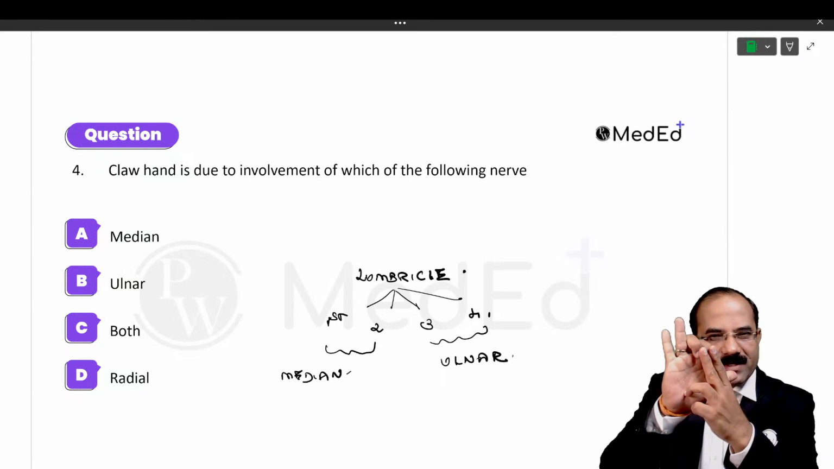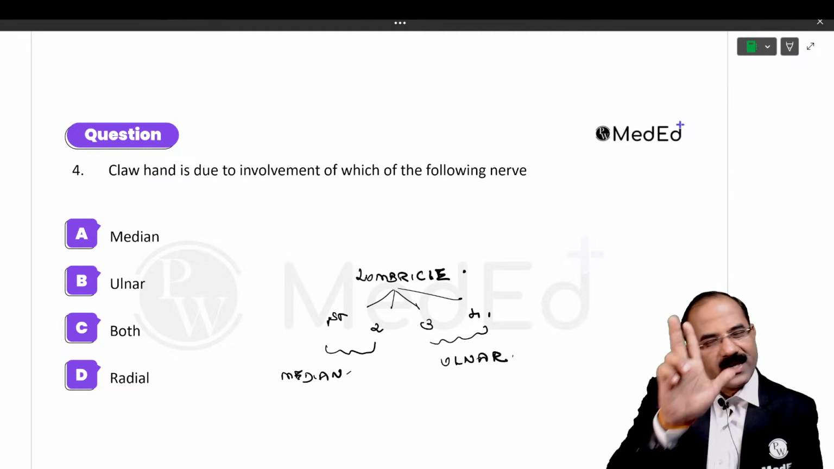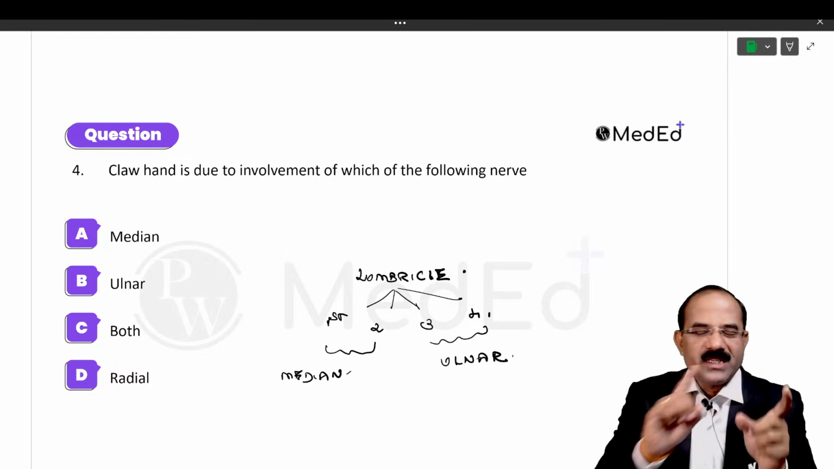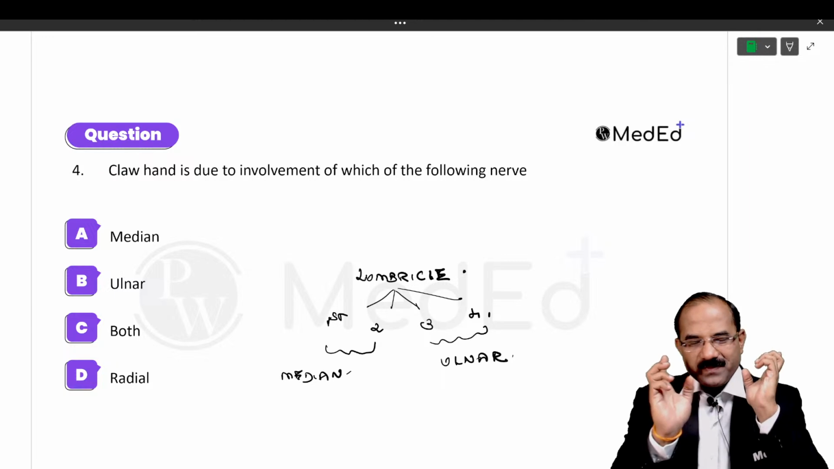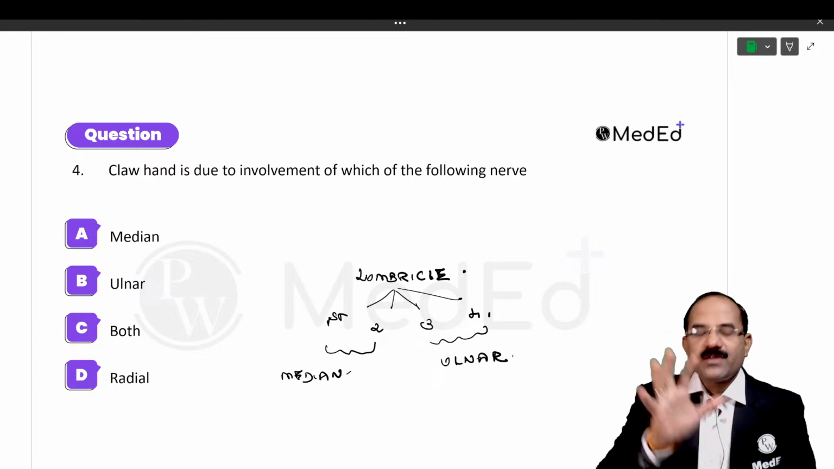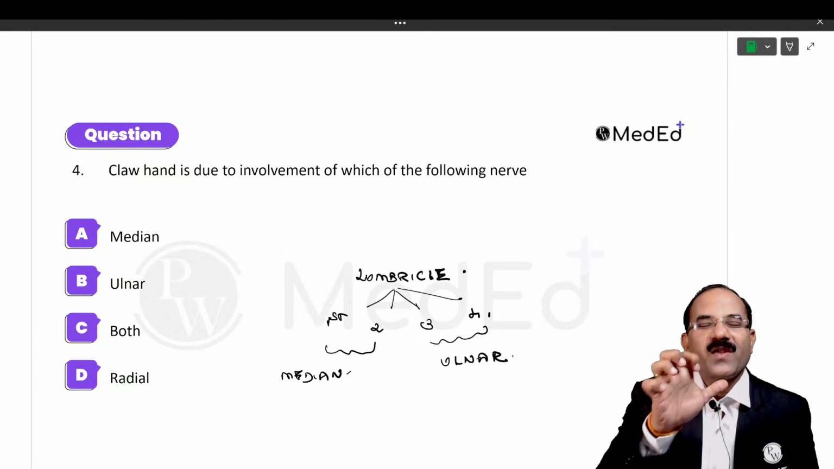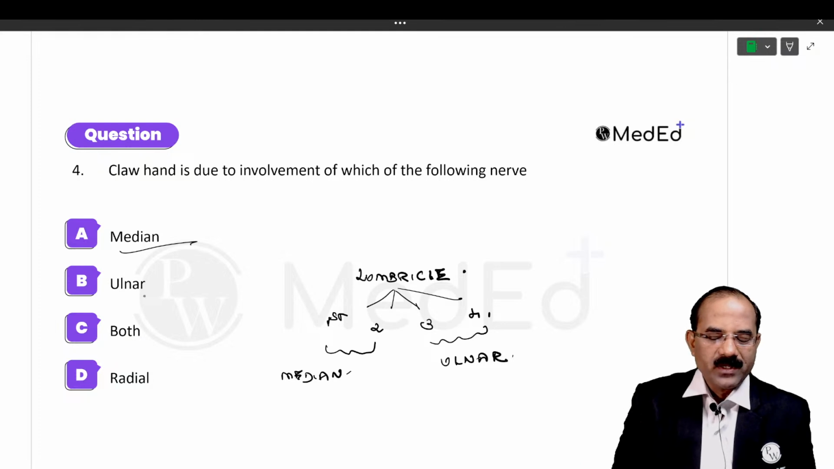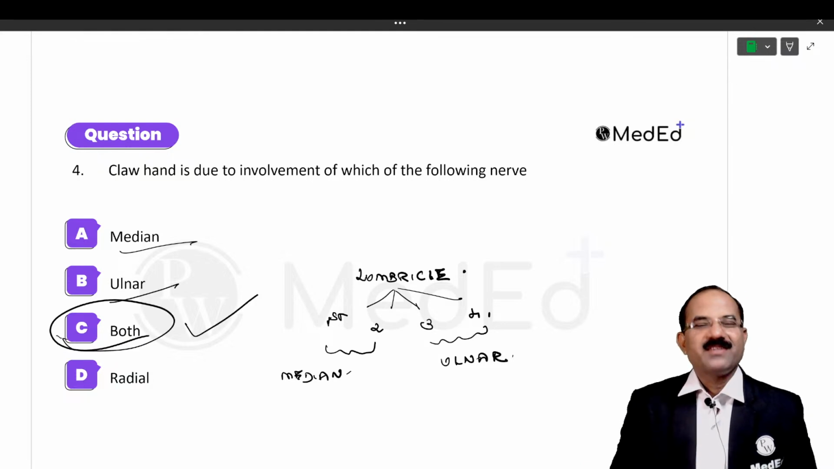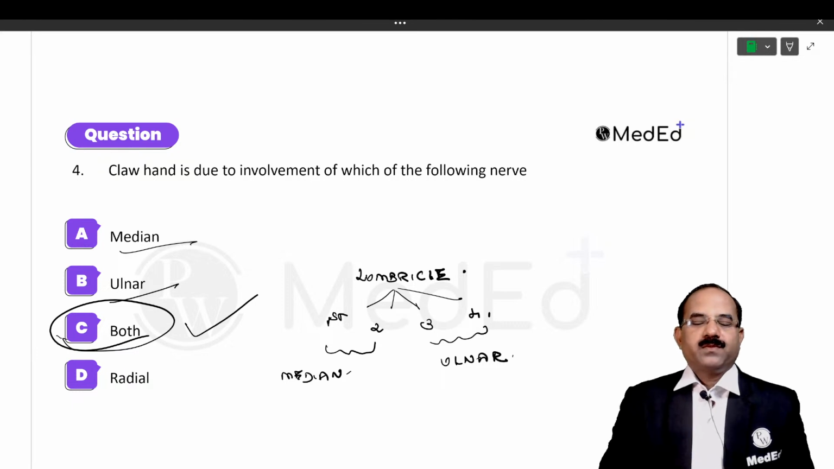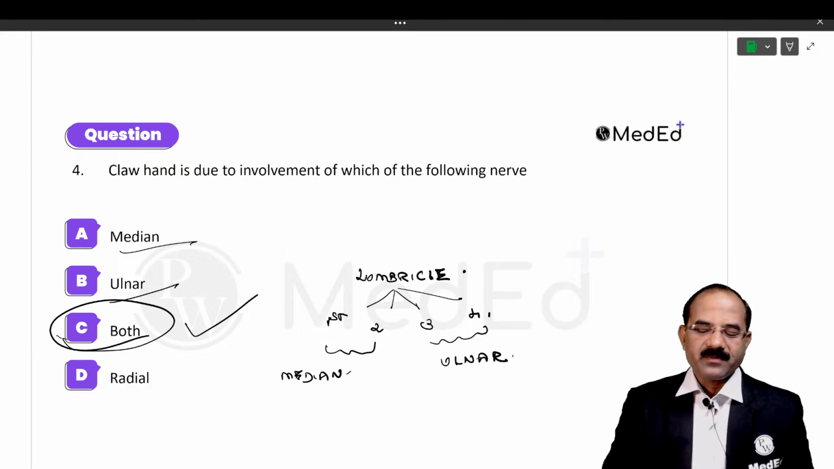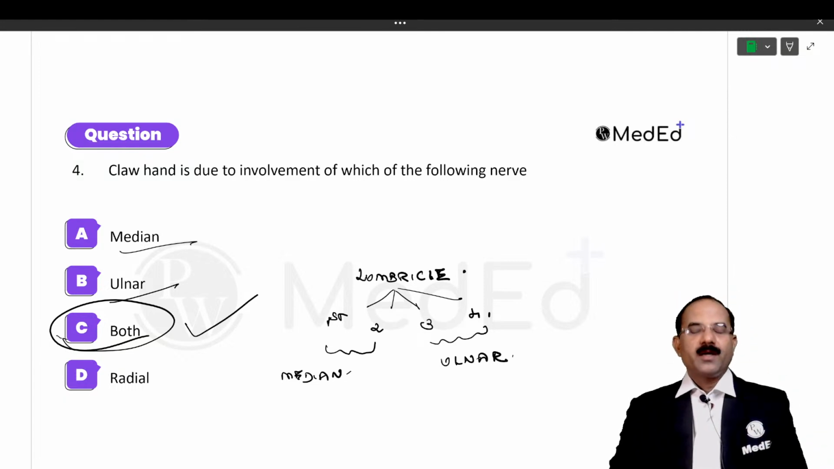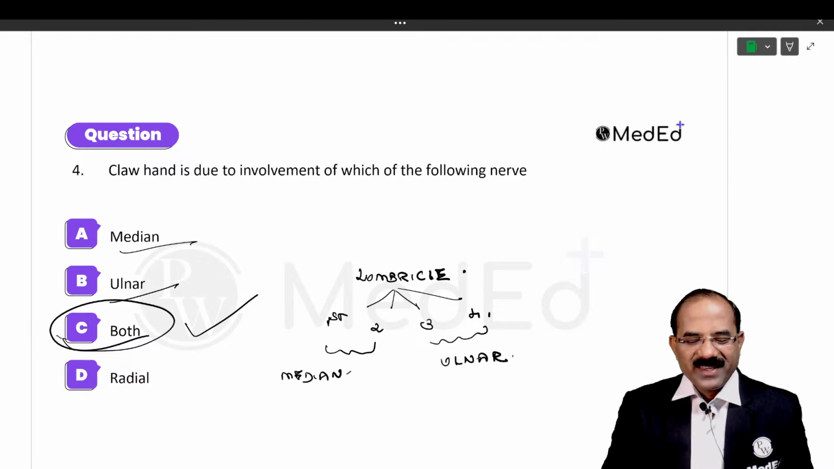If the median nerve is paralyzed, it will look like this. If the ulnar nerve is paralyzed, it will look like this. This is what we call partial claw hand. But children, if both median and ulnar nerve are damaged, then all the lumbricals are paralyzed. This is what we call a complete claw hand. So claw hand is due to involvement of which of the following nerve? Median nerve as well as ulnar nerve. So your answer is both. Understanding now? We call this complete claw hand. Yes, very good, very good.